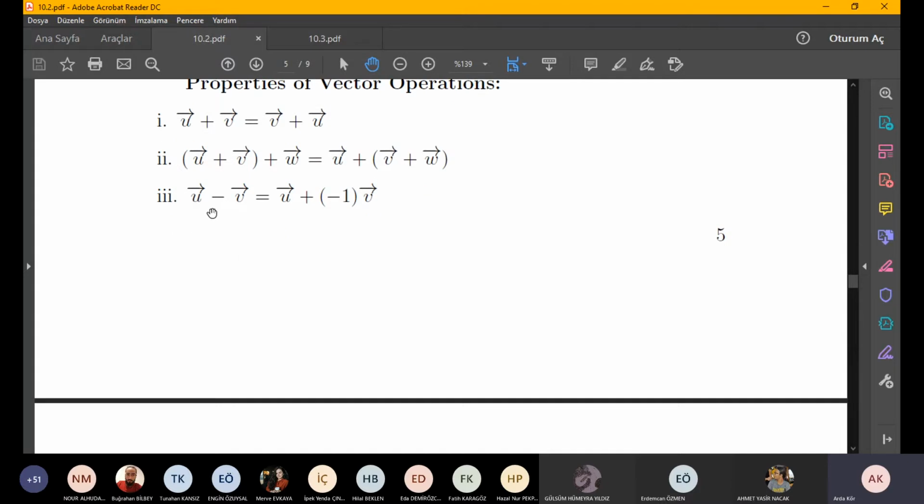and u minus v is equal to u plus (-1) times v. See, it is a scalar. You can write the subtraction as scalar multiplication by -1.